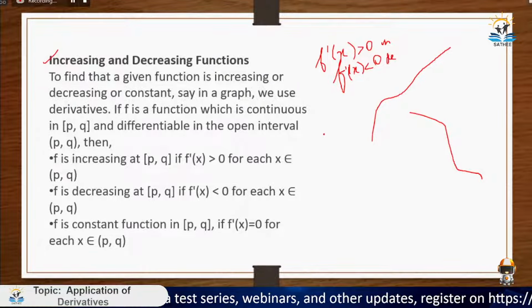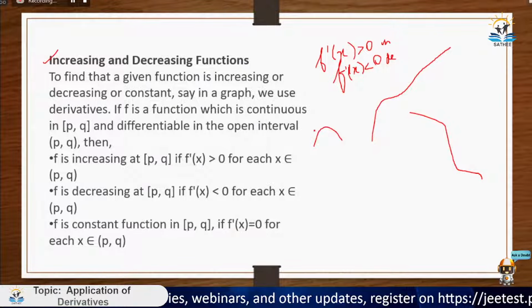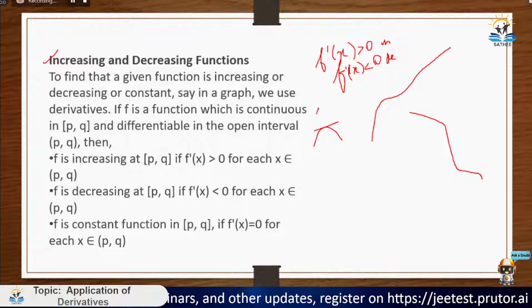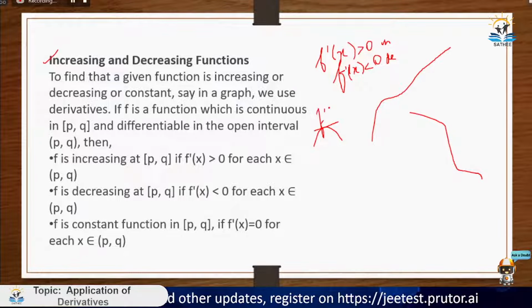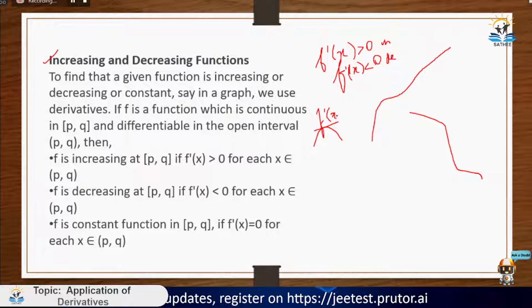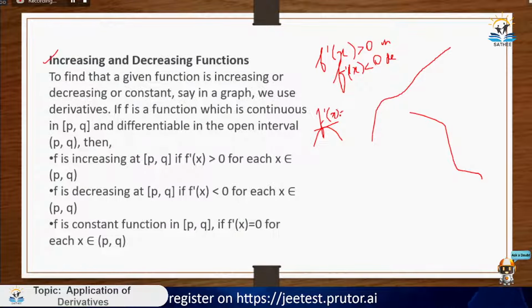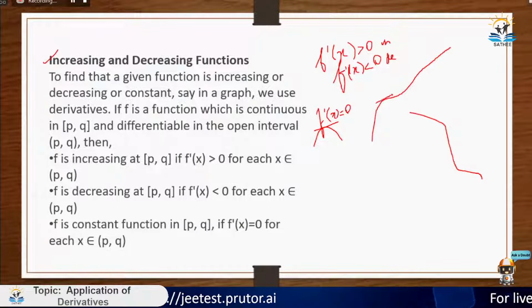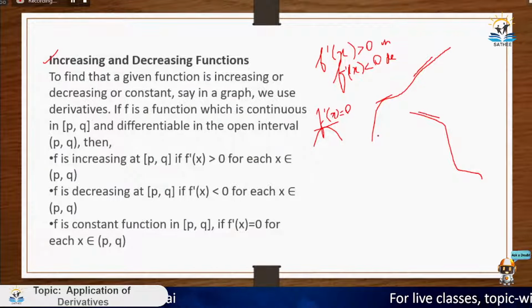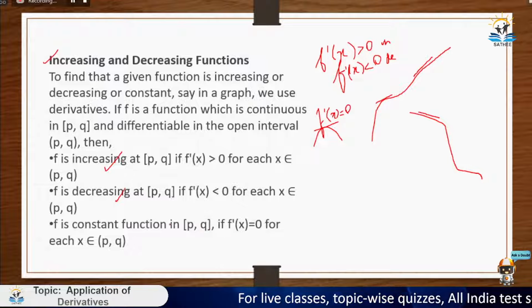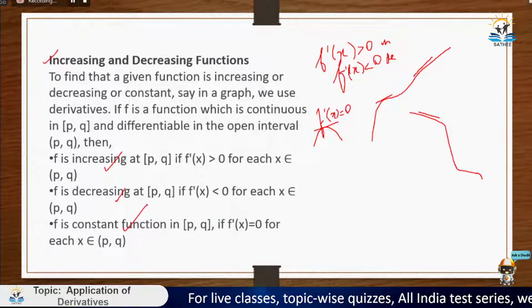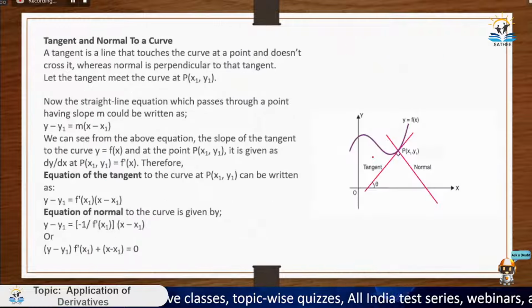And if your function is something like constant, neither increasing nor decreasing, then your f dash x would be 0, which implies that at that point the slope of the curve is 0. So if my f dash x is 0, my function is neither increasing nor decreasing; it is constant at that point. Let's say here f dash x is equal to 0, here f dash x is greater than 0, here f dash x is less than 0. So if f dash x is greater than 0, my function is increasing. If it is less than 0, my function is decreasing. And if it is equal to 0, then my function is a constant function. As simple as that. So let's move ahead.